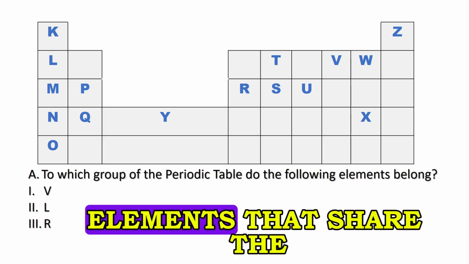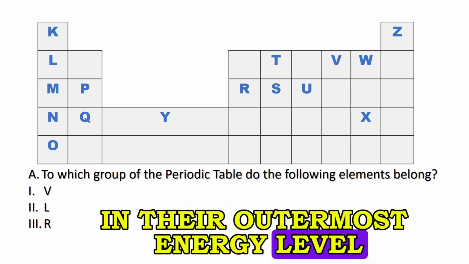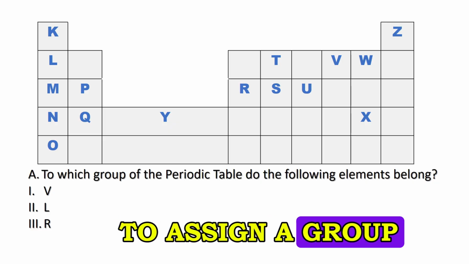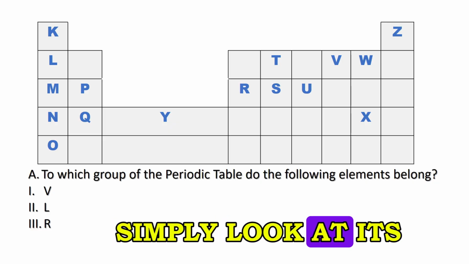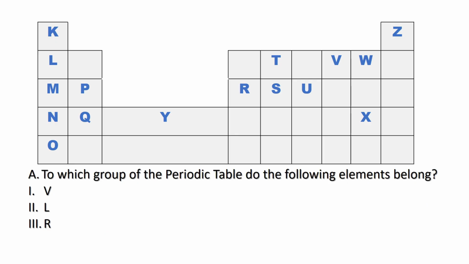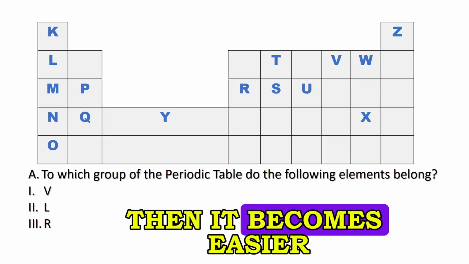Each group contains elements that share the same number of electrons in their outermost energy level, which gives them similar chemical properties. To assign a group to any element, simply look at its number of outermost electrons. We call them valence electrons. If you know how to write the electron configuration of an element, then it becomes easier.